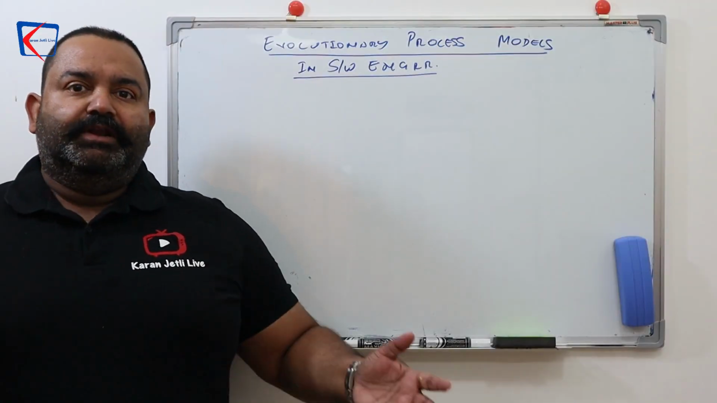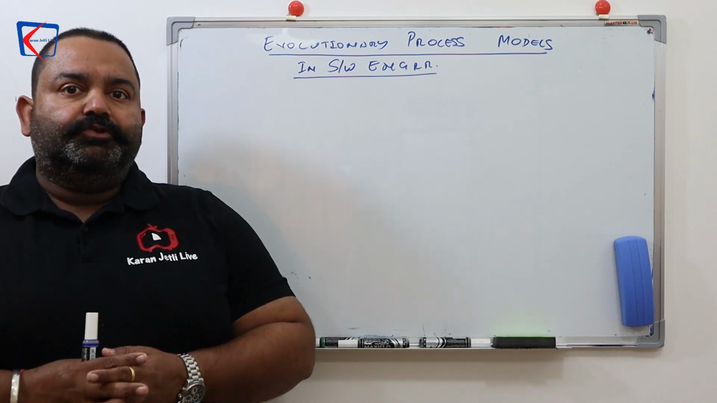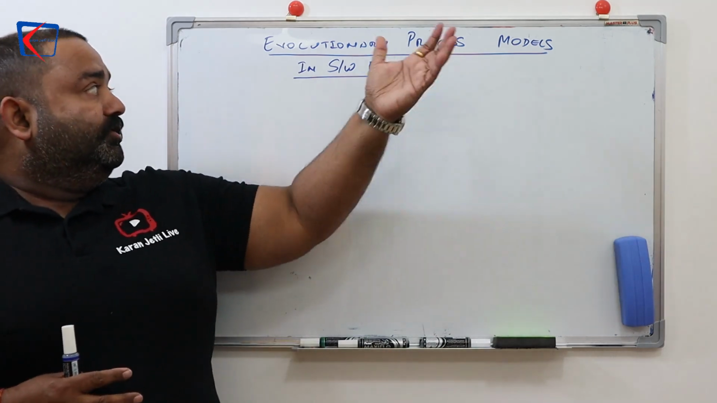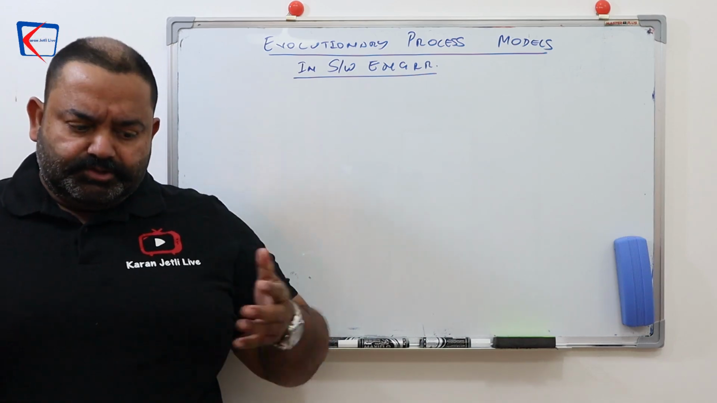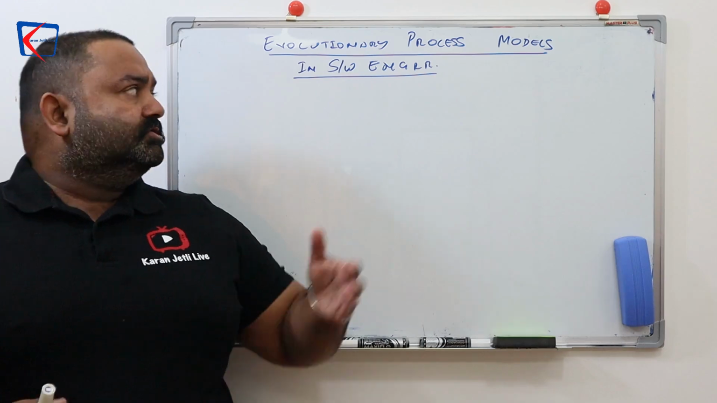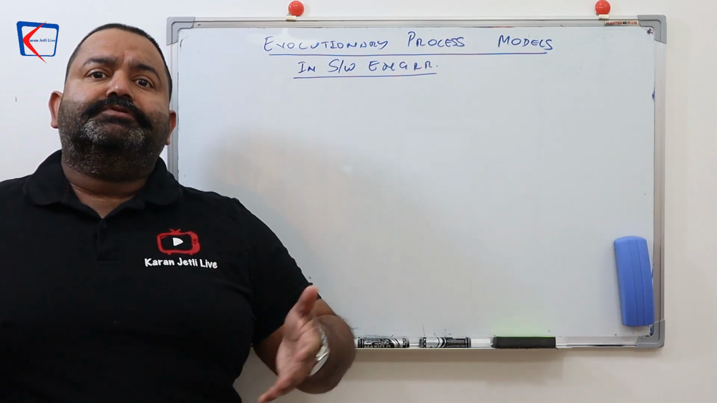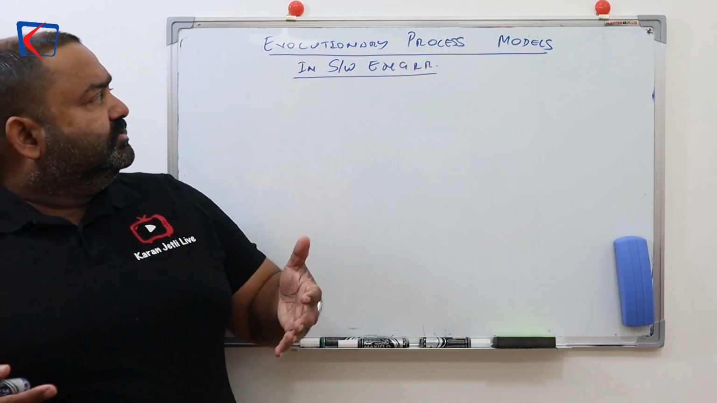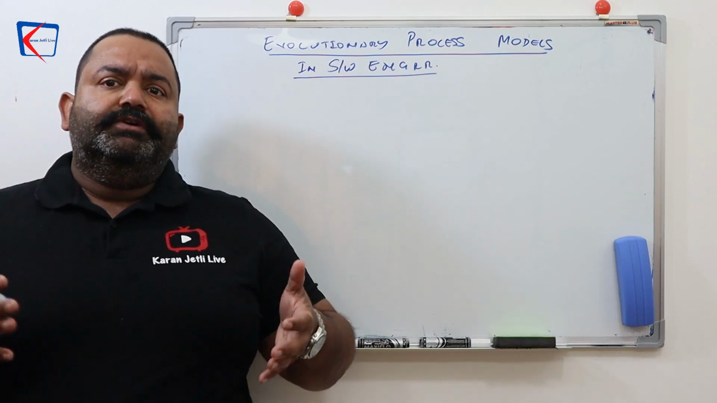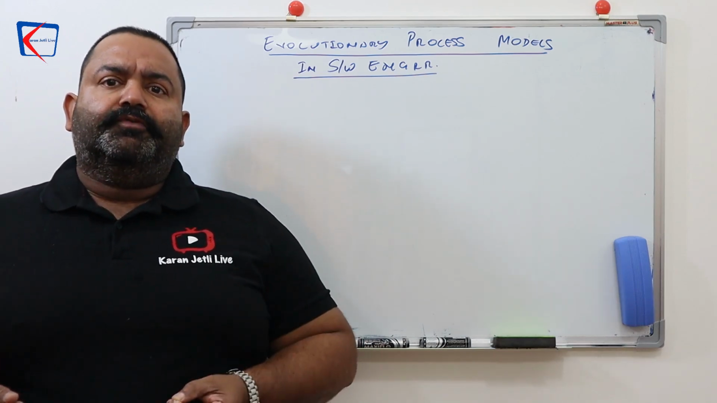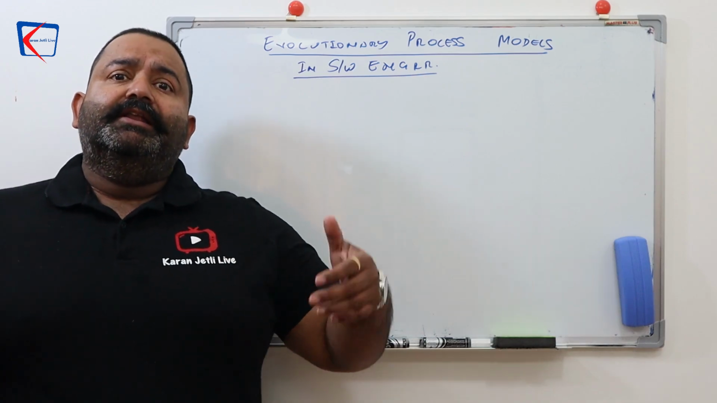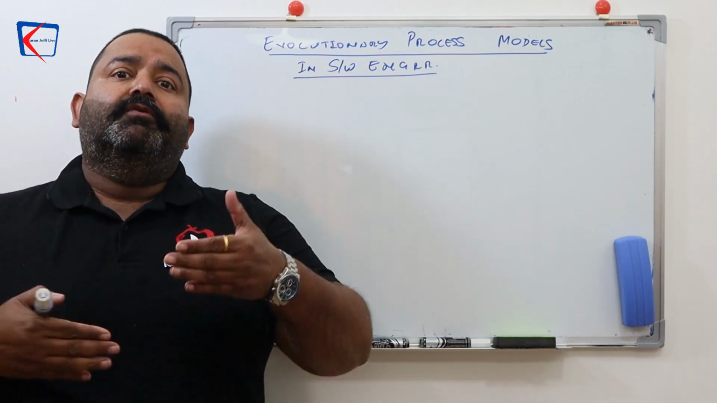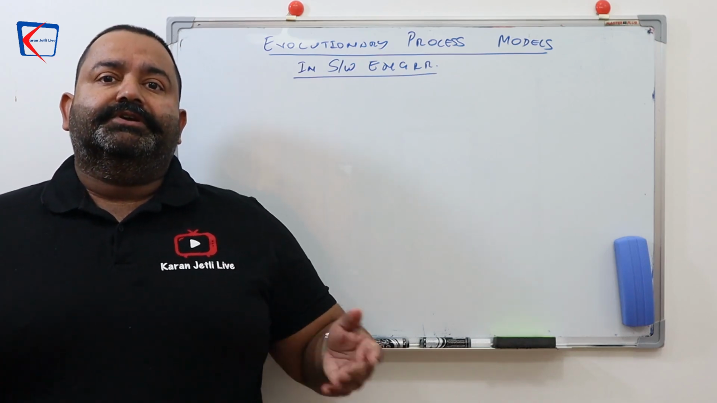Hi guys, welcome to my channel, and today in this video we are going to discuss evolutionary process models in software engineering. So guys, in this video we will discuss what are evolutionary process models. Basically, these are the models in which we develop our software and then we release it. Then later the software evolves into a full-fledged working system.